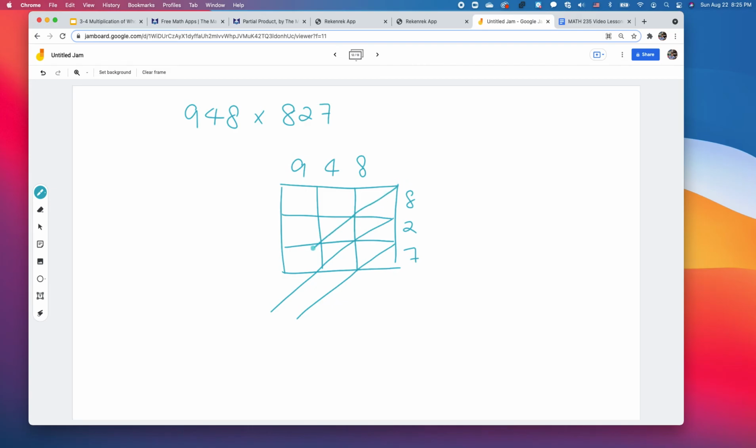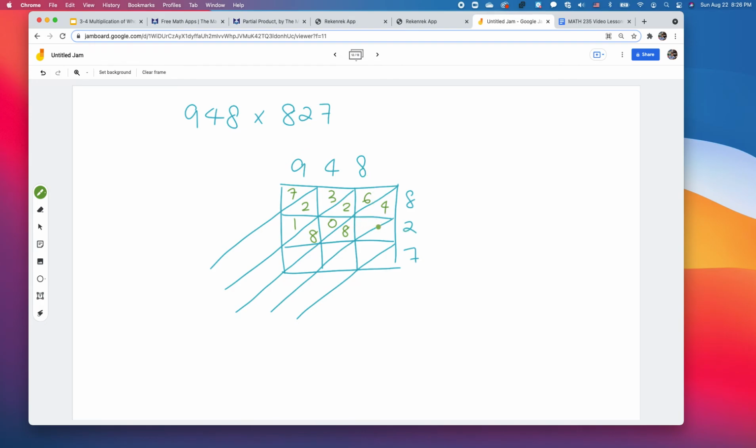So each corner, I'm gonna connect them. There we go. And then you can fill that up. 9 times 8 goes here, 72. 4 times 8, 32. 8 times 8, 64. 9 times 2, 18. 4 times 2, 8. There's nothing in the tens, so 0, 8.